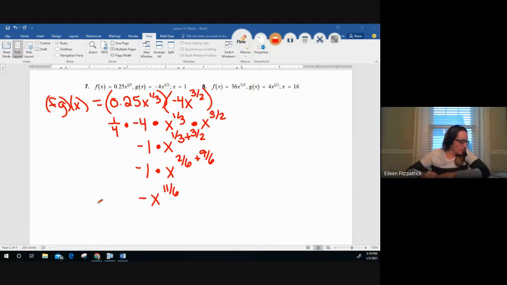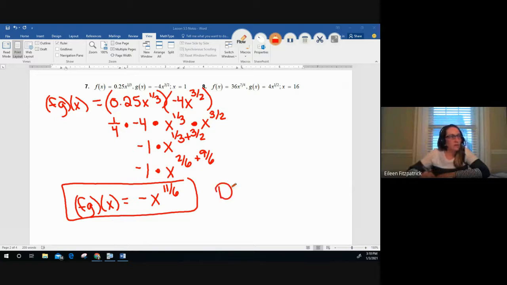So that's your function, f times g of x equals. Now let's talk about the domain. For the multiplication one, you just have to look back at the original f of x and g of x. You can take the cube root of any number. So no restriction there.